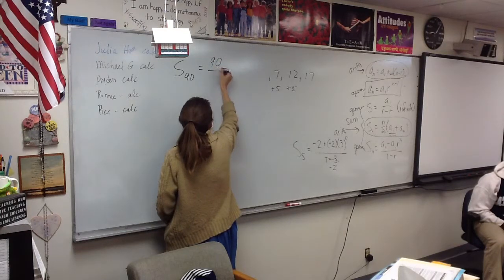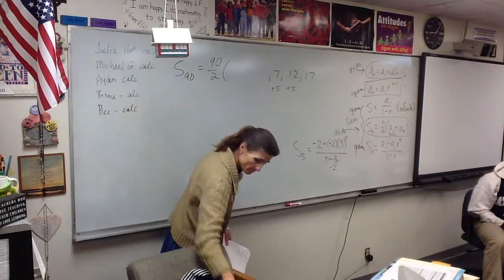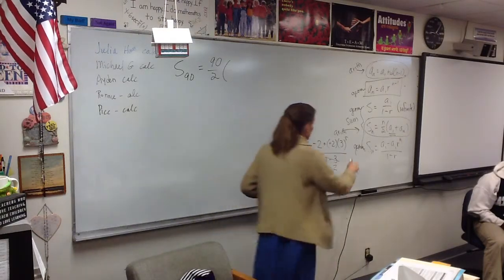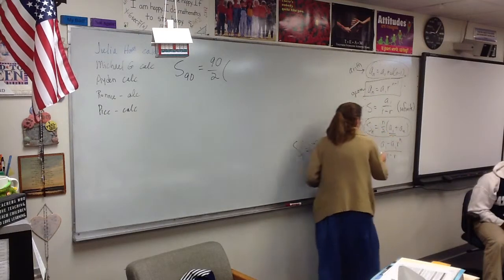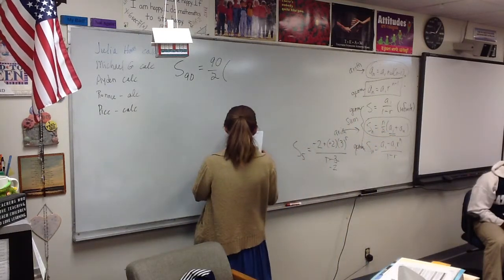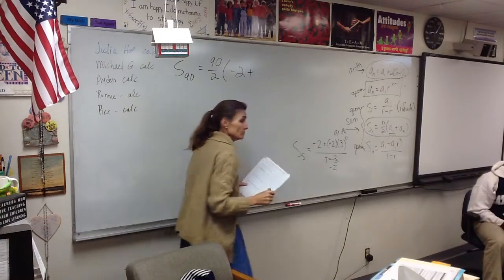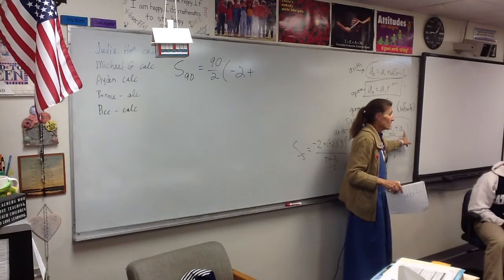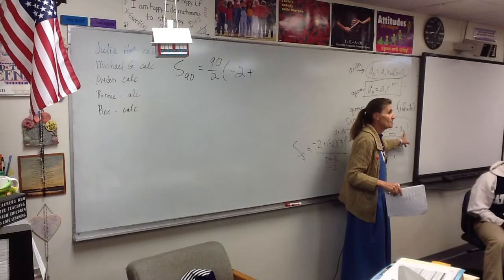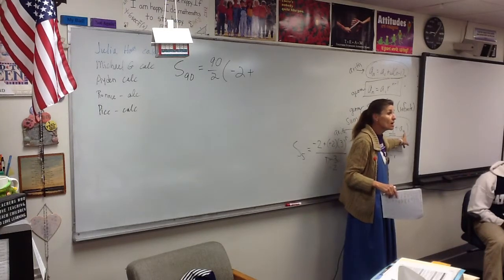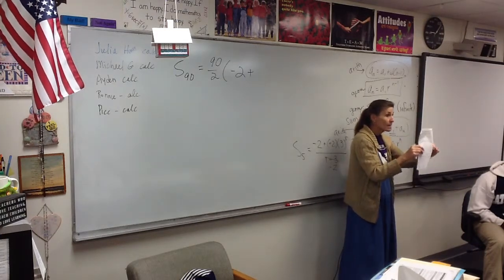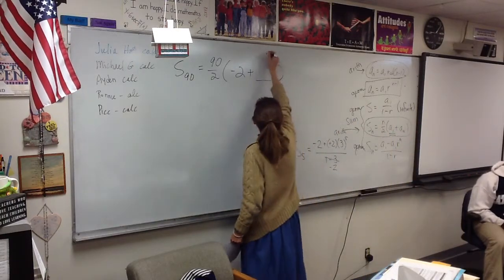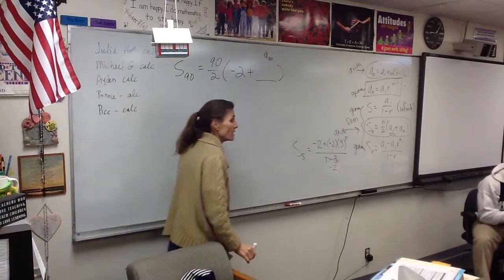90 over 2. 90 over 2. Okay. 90 over 2. What's this? -2. That's the first term, which is -2. And what's this? Would just be a sub 90. Oh, shoot. That's a sub 90. Did they tell me what a sub 90 is? This is a sub 90, but I don't know what it is.